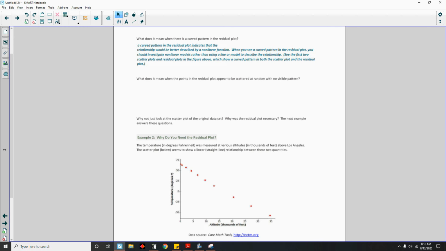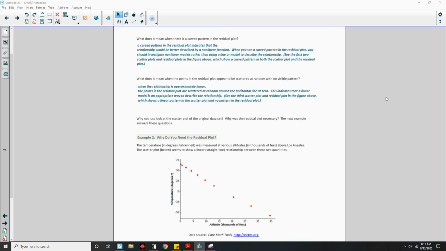Okay, next question. What does it mean when the points in the residual plot appear to be scattered at random with no visible pattern? So that was like our last example on the previous page, and that there would be a linear pattern. When the relationship is approximately linear, the points in the residual plot are scattered at random around the horizontal line at 0. This indicates that a linear model is an appropriate way to describe the relationship. Again, see the third scatter plot and residual plot in the figures above, which shows a linear pattern in the scatter plot and no pattern in the residual plot.